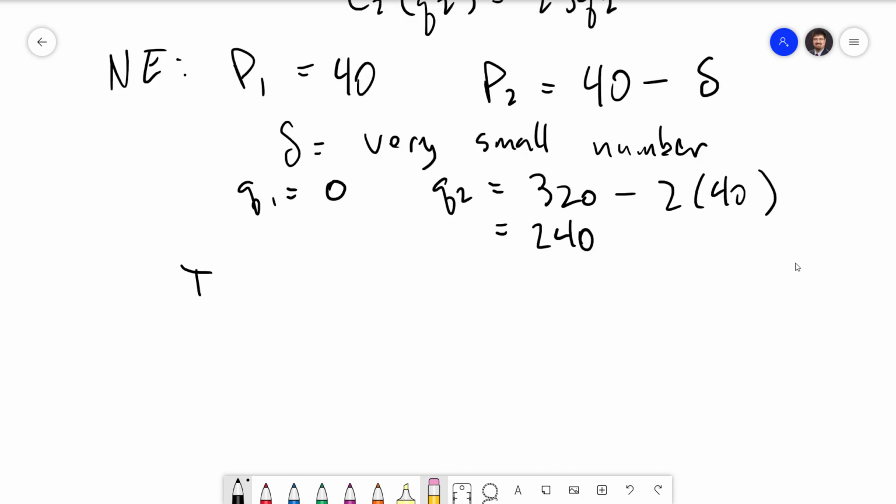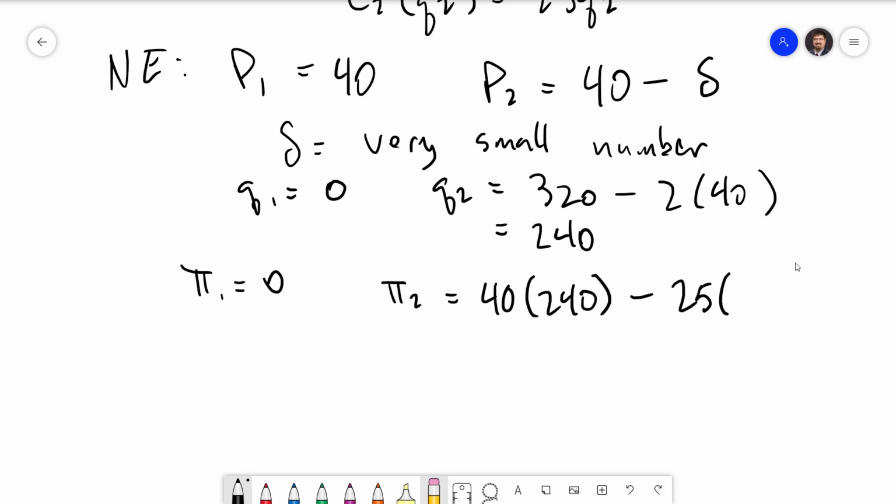From here, we know that the profit firm 1 makes is 0, and the profit firm 2 makes is going to be price of 40 times a quantity of 240 minus a total cost of 25 times 240, which is going to be 3,600. We can see that this is a lot better than the 0 that everybody was making when they had equal marginal cost. So to sum up, in the Bertrand model, when one firm has a lower marginal cost than the other, they are able to take the entire market by undercutting slightly below the other firm's marginal cost, and they're going to be able to make a positive profit in doing so.